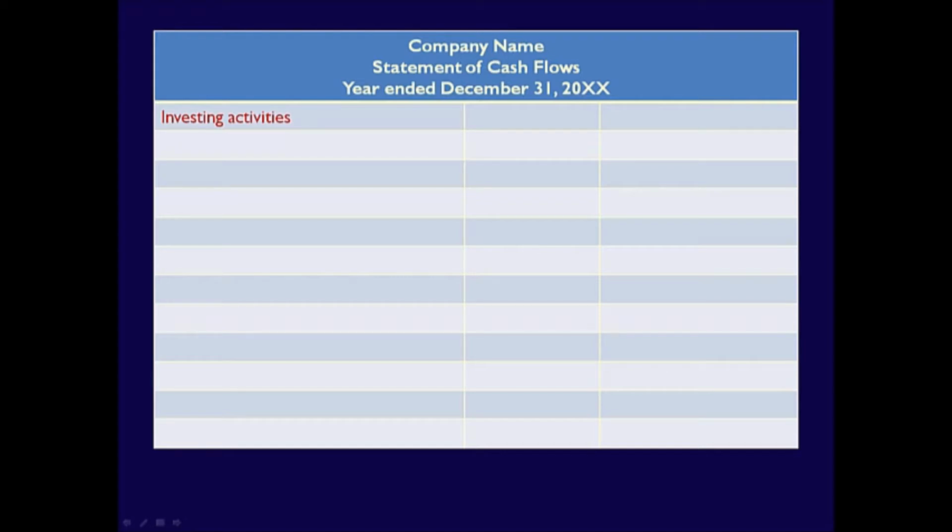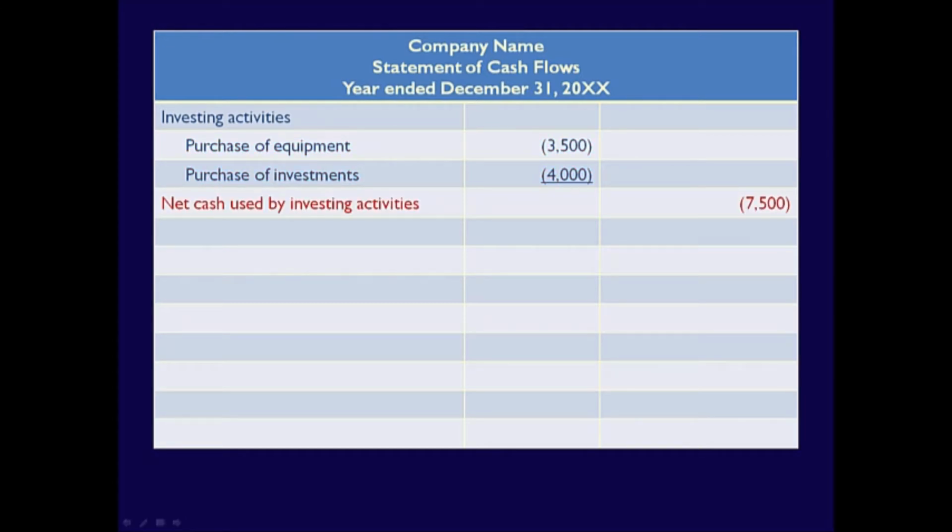Investing activities are next. You'll note there's a net cash outflow of $7,500 due to the purchase of both equipment and investments. A cash outflow from investing activities is not unusual because it means that the business is investing in the future ability to generate revenue, and that's a positive thing for investors and creditors.